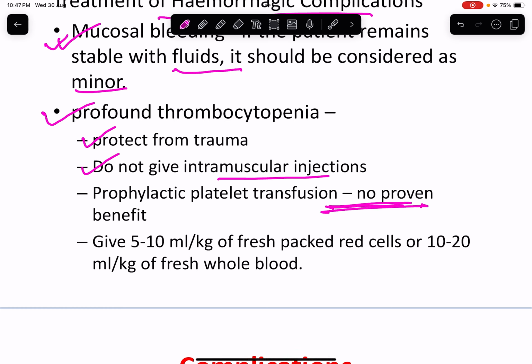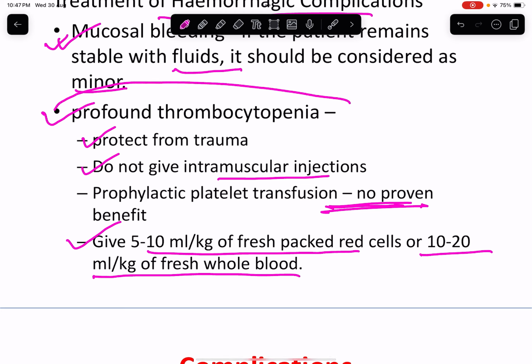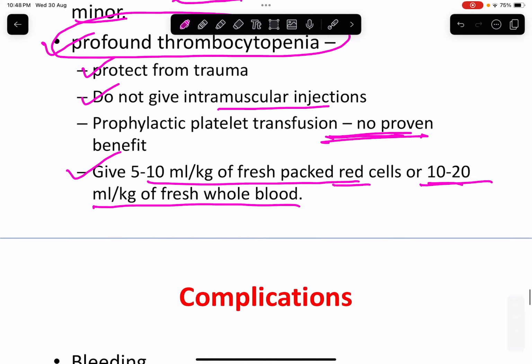We can give 5 to 10 ml per kg of fresh packed red cell or 10 to 20 ml per kg of fresh whole blood. So this is what we do if the patient has profound thrombocytopenia. We protect the patient from trauma, no IM injection, no prophylactic platelet transfusion. We can give packed cell transfusion and fresh whole blood transfusion.